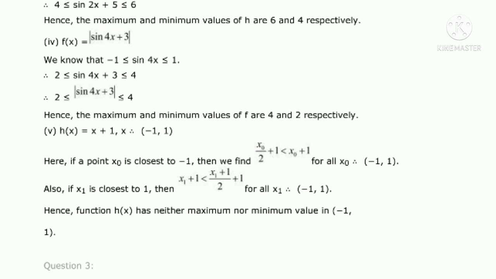So I hope all of you understood these 3 or 4 questions. Today we complete question number 2. In our next class we will continue this exercise and start from question number 3. Is it clear? Okay. Thank you.